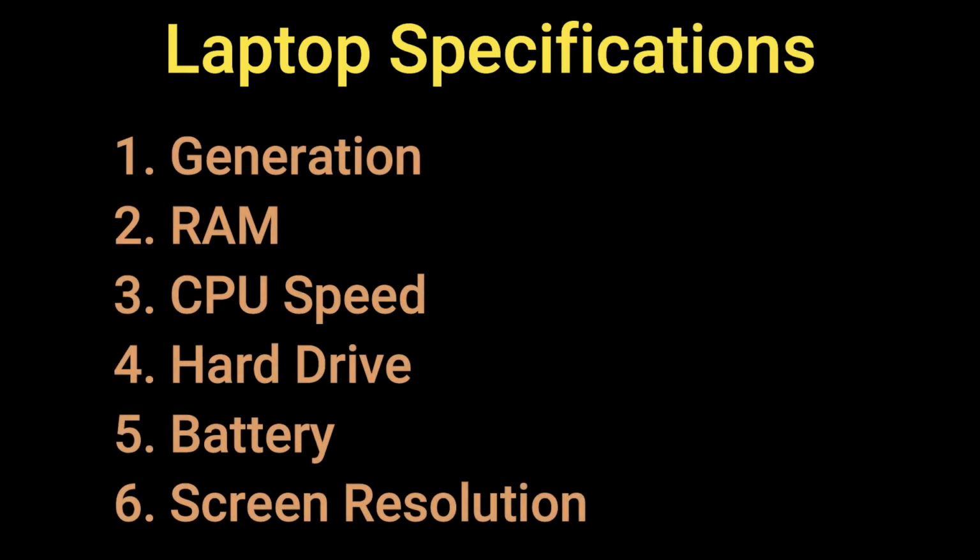In this video tutorial, I will demonstrate how to check the specifications of a laptop using different methods. So let's start. The generation typically refers to the processor generation or CPU model, which indicates how new and advanced it is.